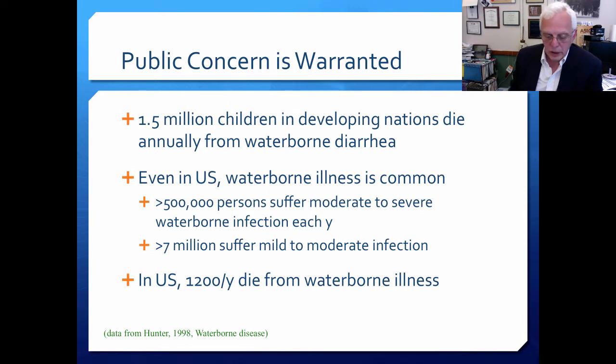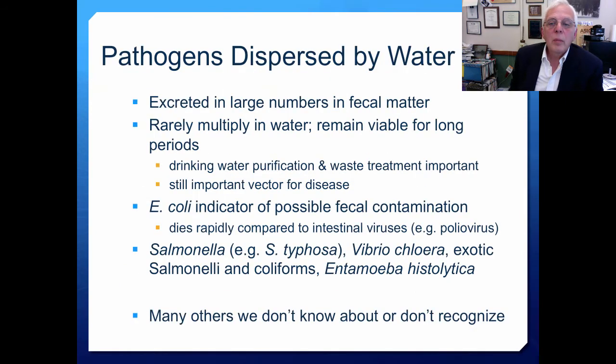And I know that developing good water supply systems is very high on the list of importance in developing nations. A good, clean, healthy water supply does a great deal for the health of populations. Well, pathogens are just dispersed by water. These are excreted in very large numbers in fecal matter.